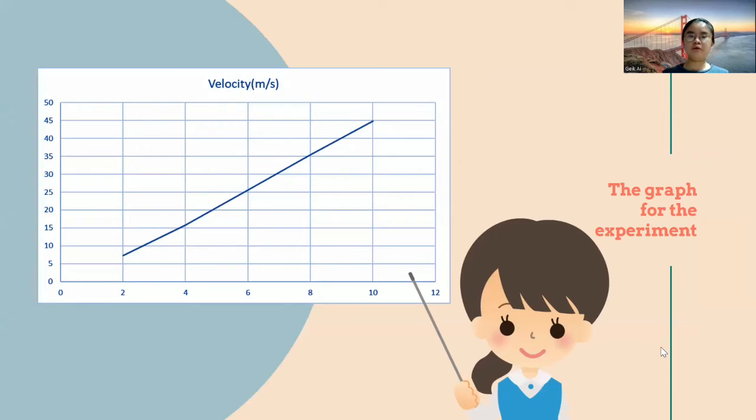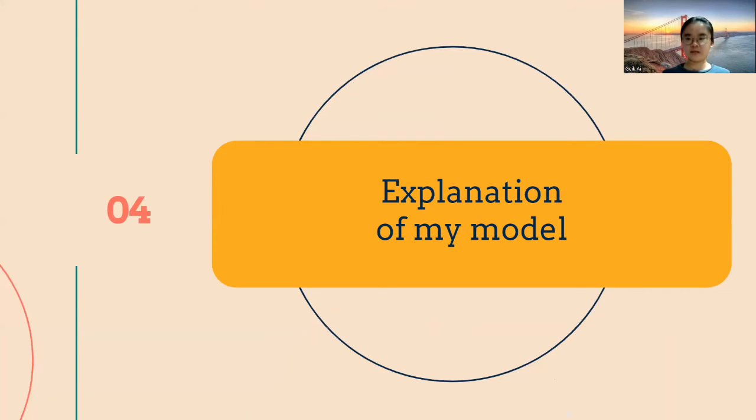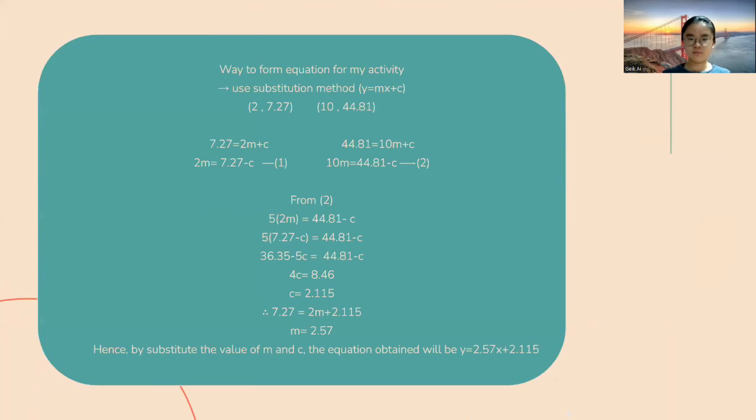After I obtain the result from the activity, I plot some graph to show that my running process is a linear equation. You can see that it is shown a straight graph and it is a positive linear graph. That means that the value of m will be larger than 0. So now I'm going to explain how the graph works and also the formation of the equation.